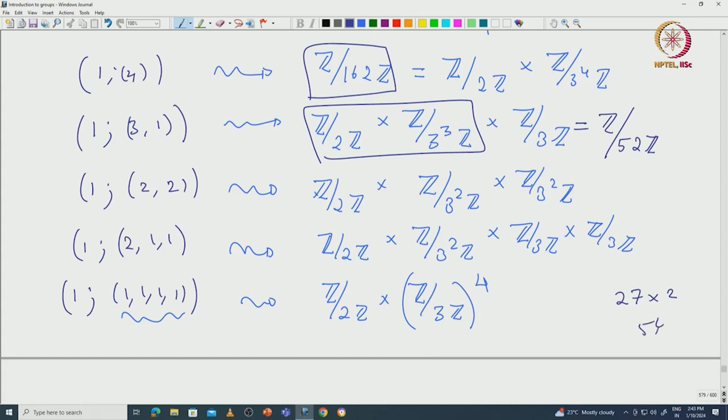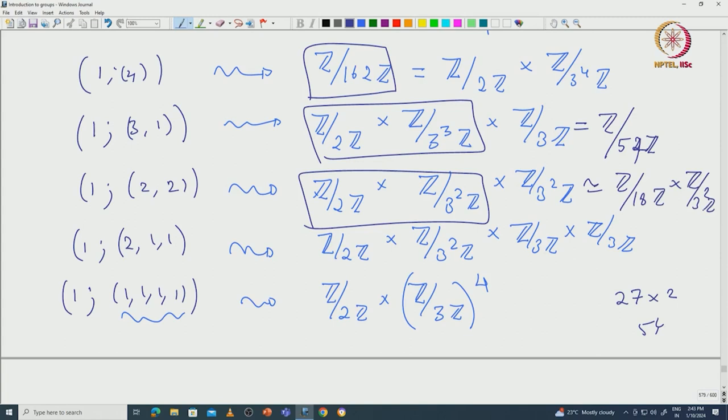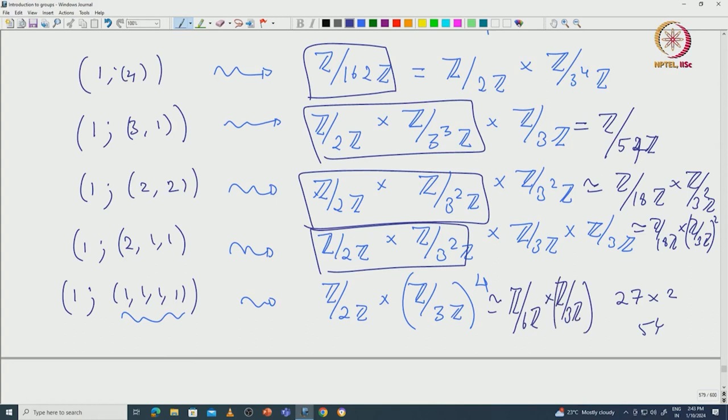54 Z. The third thing, again you can combine these two, and you get Z modulo 18 Z cross Z modulo 3 square Z. The fourth, again you can combine these two, so this is isomorphic to Z modulo 18 Z cross Z modulo 3 Z square. And the fifth one, again you can combine one of them: Z modulo 6 Z cross Z modulo 3 Z power 3.